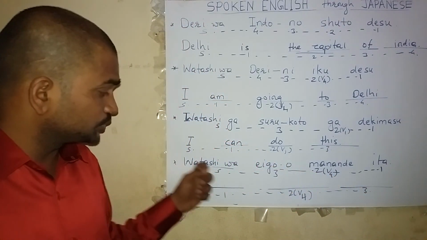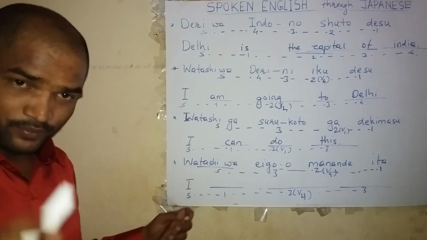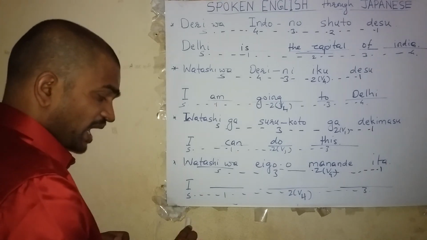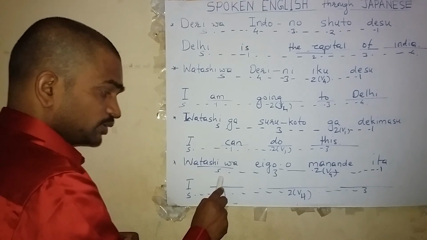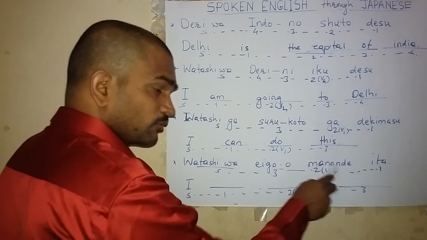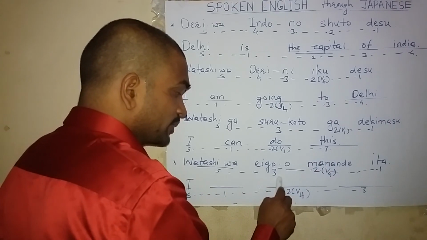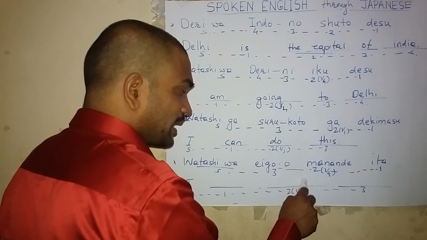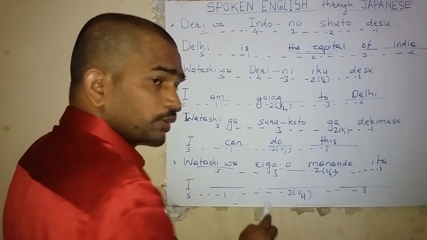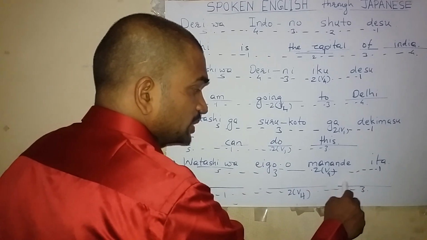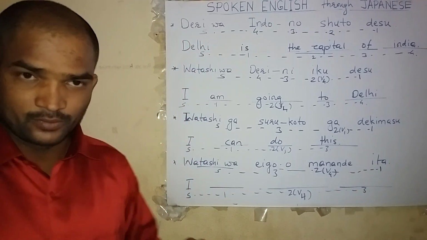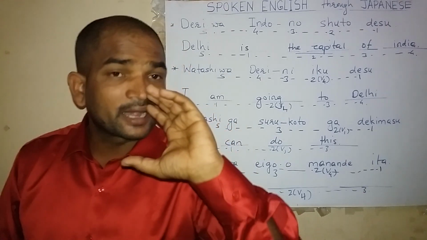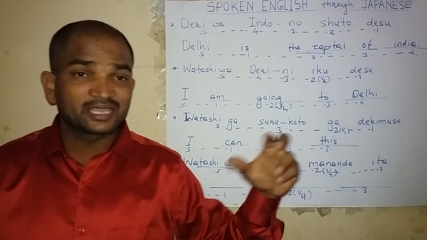Such as, first you should write the word for watashi wa, which is I. Start typing in the comment box: I. The word for ita is was, W-A-S. The word for manande is learning, L-E-A-R-N-I-N-G, learning. The word for ego is English, E-N-G-L-I-S-H, English. Okay, now pause the video and try to speak the sentence in English again and again.